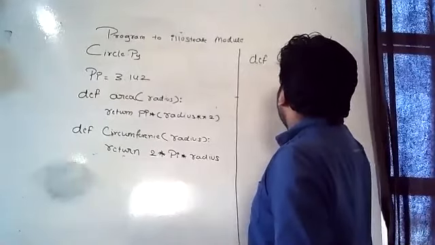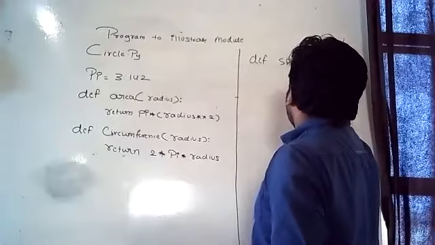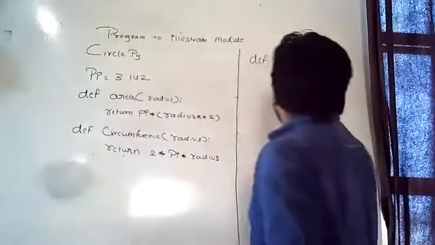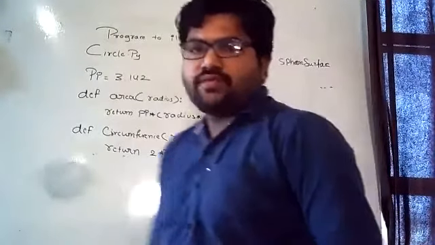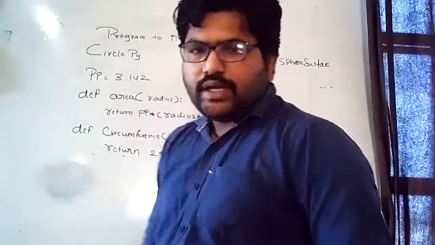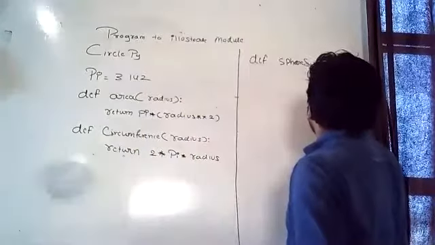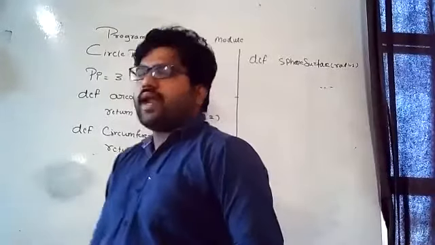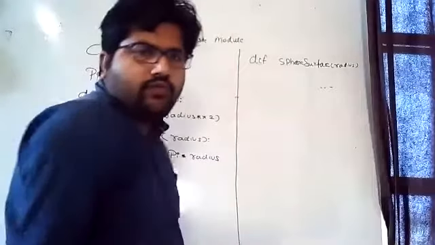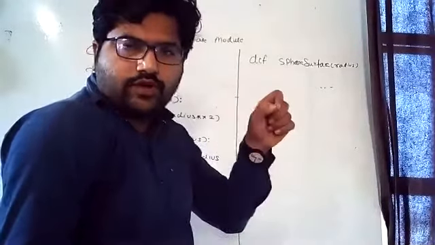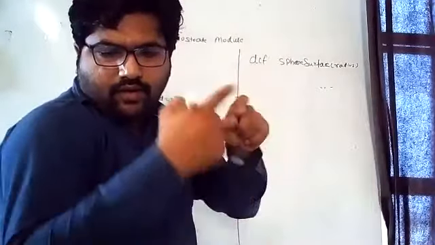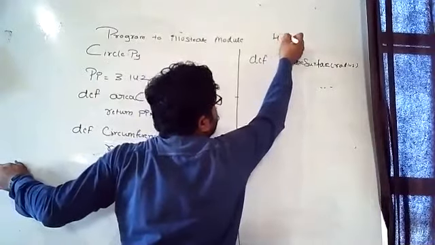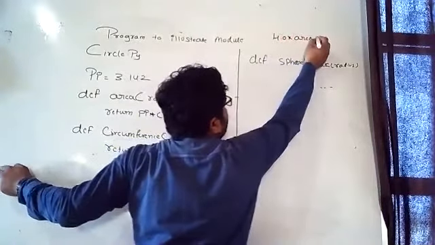def sphere surface. What do I need to pass here? Once again the radius is going to be passed. Why radius, sir? To find out the sphere surface, we have a formula: 4.0 into area of radius. That is, the formula is 4.0 into area of radius.